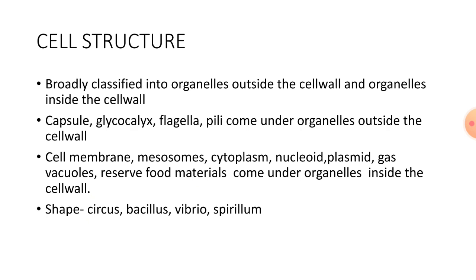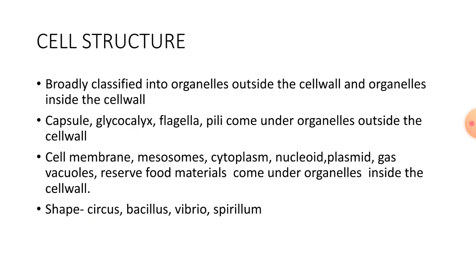In this video lecture, for better understanding, the cell structure of bacteria will be studied under two heads. One is the cell organelles present outside the cell wall and the other is the cell organelles present inside the cell wall. Generally, the organelles seen outside the cell wall are capsule, glycocalyx, flagella and pili. Whereas the cell membrane, mesosomes, cytoplasm, nucleoid, plasmid, gas vacuoles, and reserve food materials come under the organelles inside the cell wall.